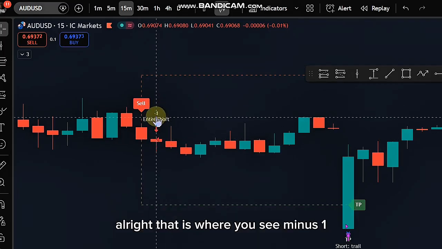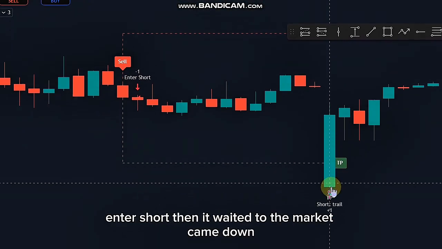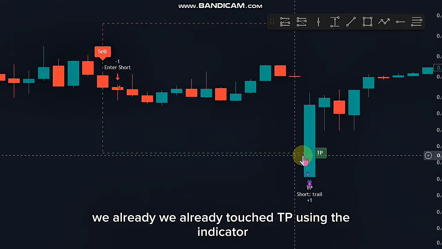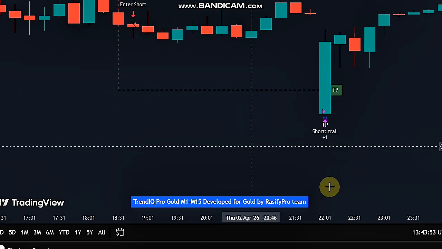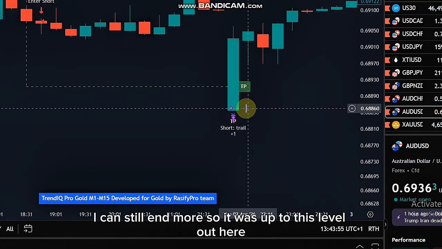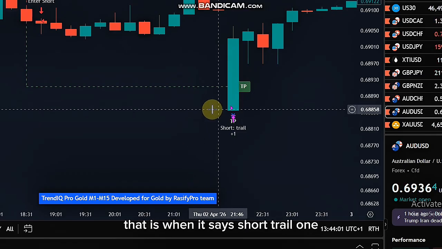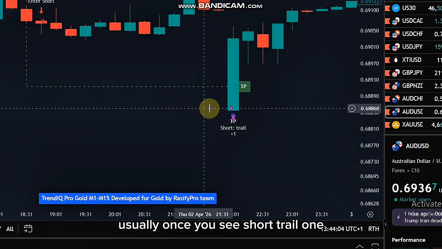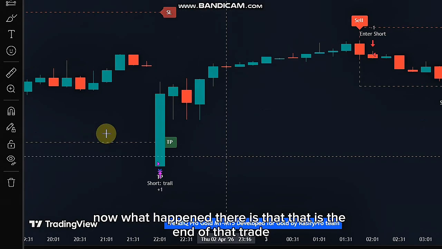All right, that is where you see -1 enter short. Then it waited till the market came down. Now if you observe, we already touched TP using the indicator, but the strategy still says no, I can still earn more. So it was up to this level out here. Look at the distance from the TP. That is when it says short trail 1. Usually once you see short trail 1, just get out of the market. I'm not explaining more than that. Just get out of the market. Now what happened there is that is the end of that trade.